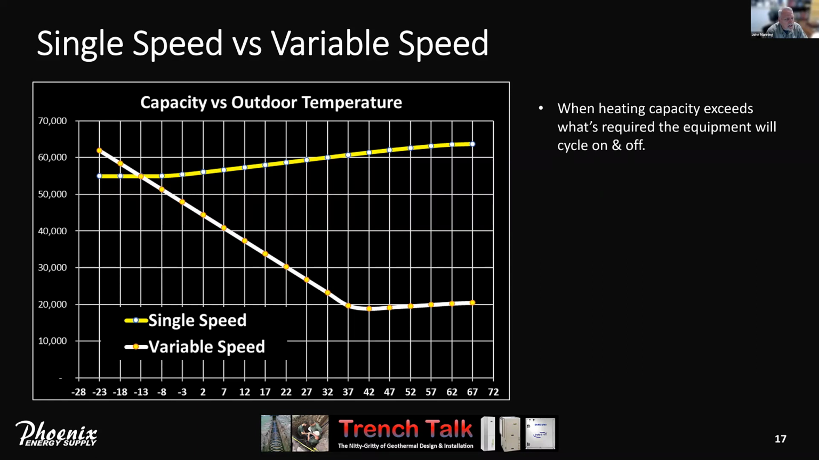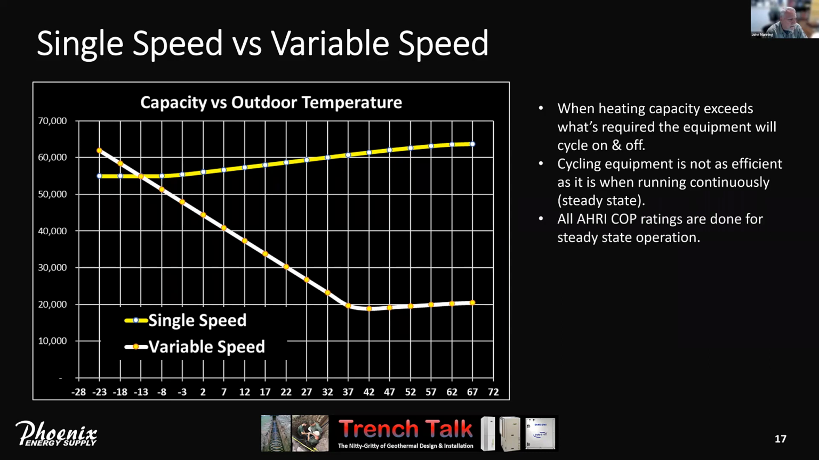When heating capacity exceeds what's required, the equipment has to cycle on and off. Cycling equipment is not as efficient as it is when running continuously, steady state. And unfortunately, all AHRI ratings are steady state. So the question is, what do they do when they cycle? How well do they perform?